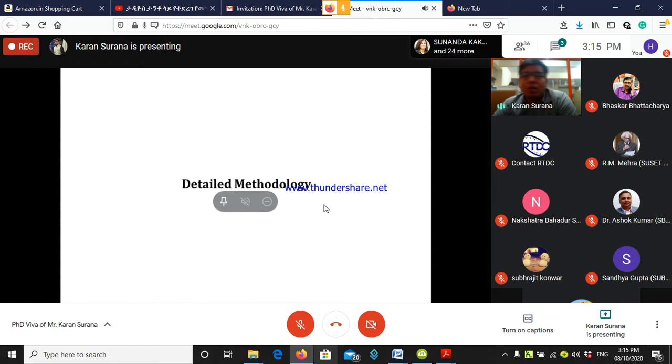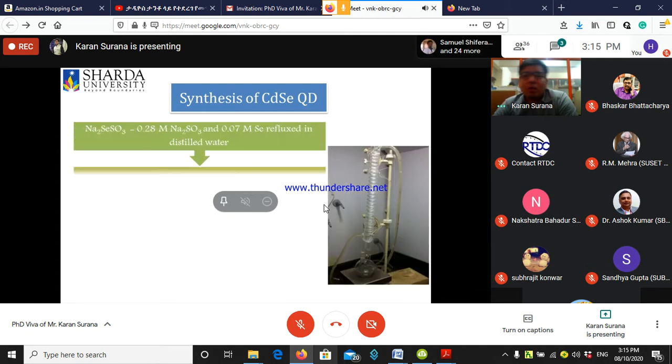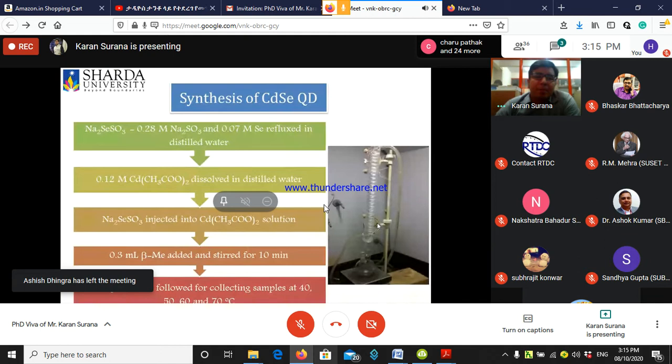The detailed methodology of the work. First, synthesis of CdSe quantum dots for mixed size CdSe. The chosen selenium precursor was sodium selenosulfate, which was prepared by refluxing sodium sulfite and selenium in a reflux setup for about 1 hour. The temperature maintained was around 95-96 degrees. In a separate beaker, cadmium acetate was dissolved in distilled water. After about 1 hour, the black solution turned almost transparent, and that was injected into the cadmium acetate solution.